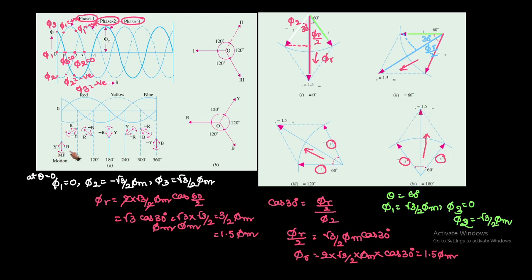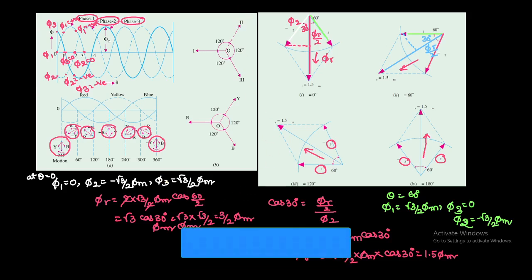Like this, if you consider different instants, I have shown the diagram here. This is instant 1, instant 2, instant 3, instant 4, instant 5, instant 6 and instant 7. If you consider all these different instants, the resultant vector will be rotating. As the resultant flux is rotating, you can say the resultant magnetic field is also rotating.